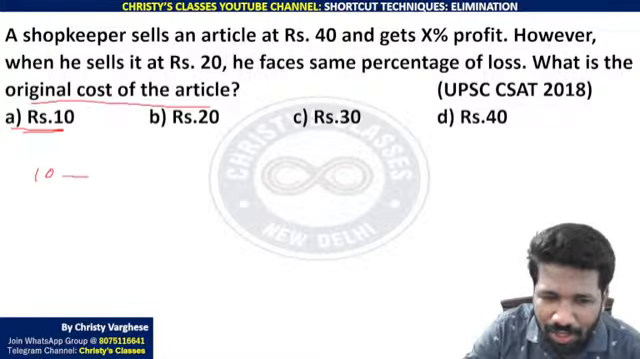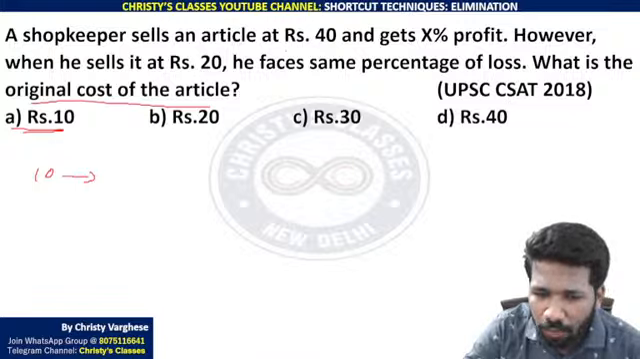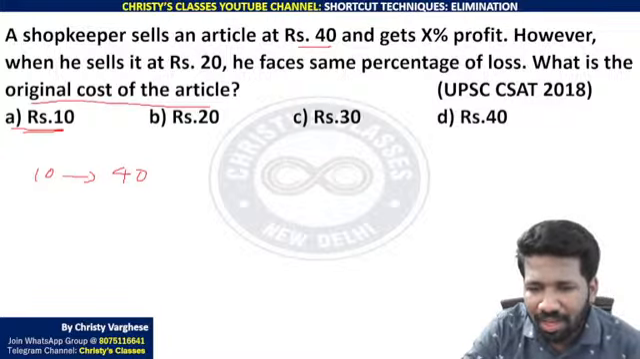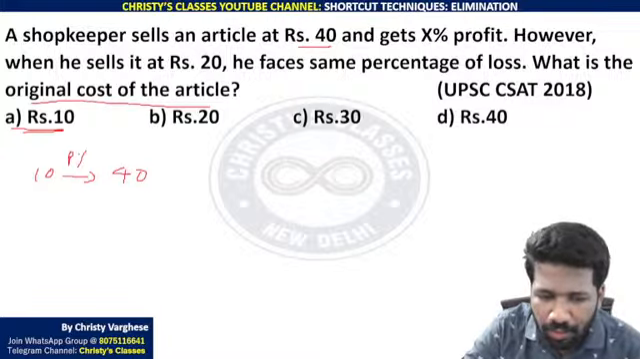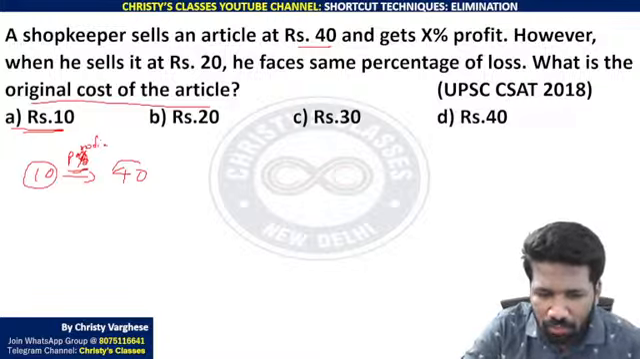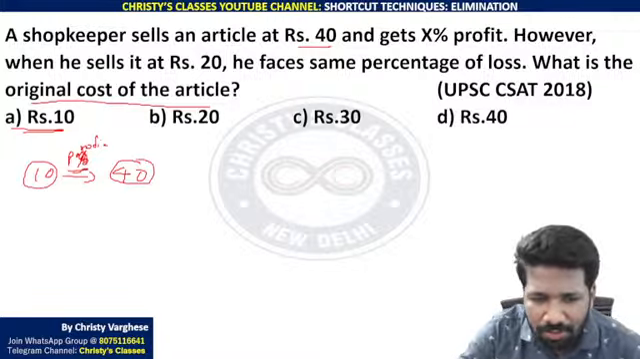So 10 is the original cost of the article. If the shopkeeper sells the article at 40 rupees, he gets a profit of X percentage. So first, a 10 rupee article he is selling at 40 rupees. He makes a profit, that is X percentage. But it is profit, not loss. If it is 10, 30 rupees is the profit here. So that is okay. But look at the next statement with respect to the first option.